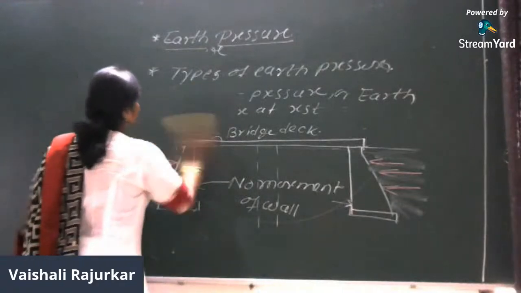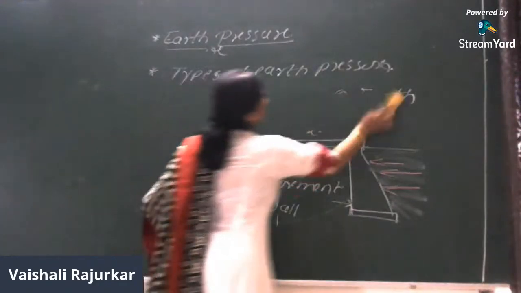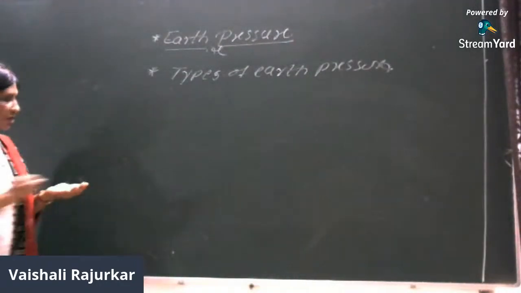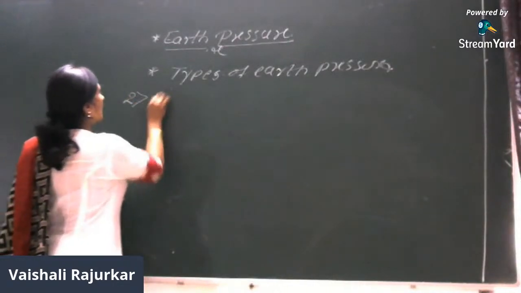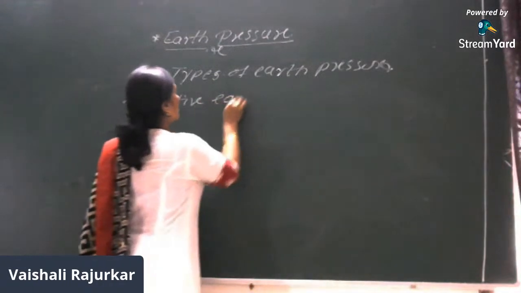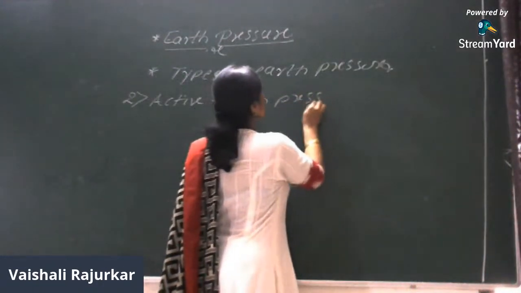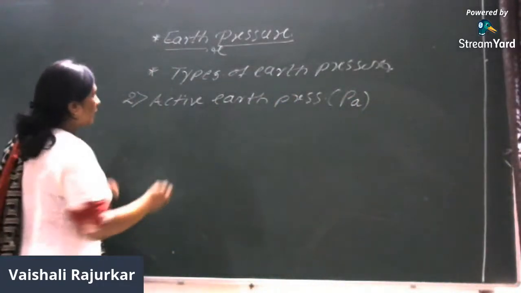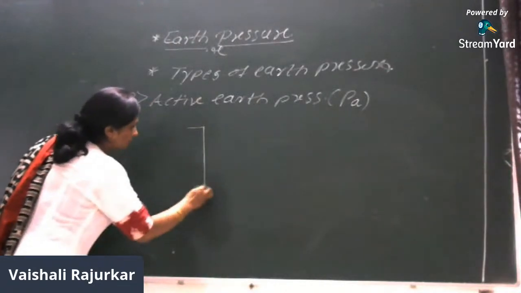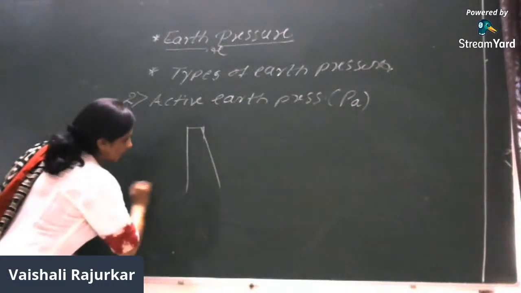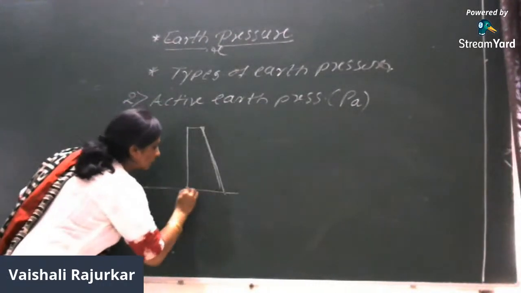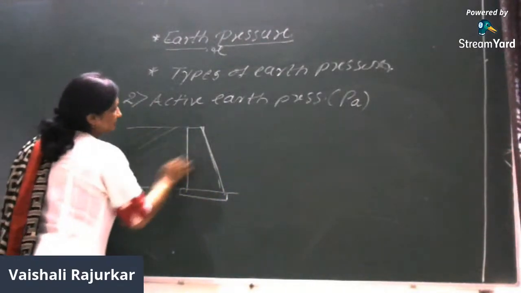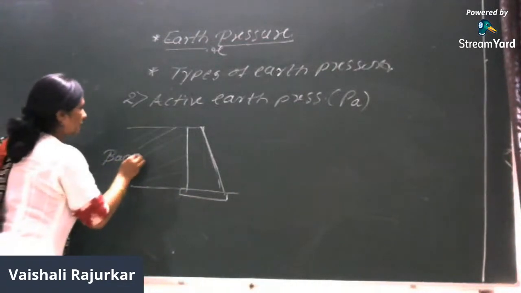Then second is active earth pressure. This pressure, active earth pressure, is denoted by PA. Now again, we will just assume a retaining wall. This retaining wall retains a backfill.